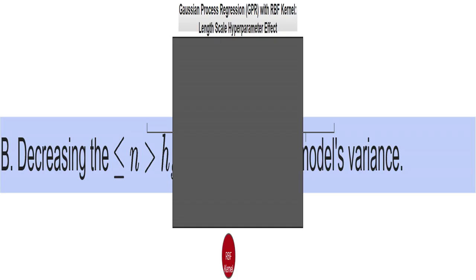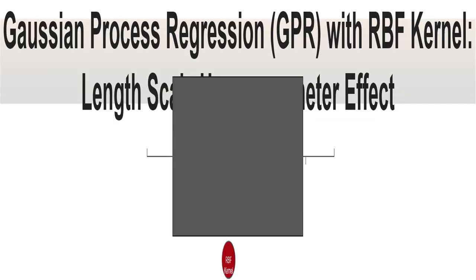This is the core question. It asks about understanding how changing the length_scale parameter in the Gaussian process regression, GPR, model with radial basis function, RBF, kernel affects the model's behavior.